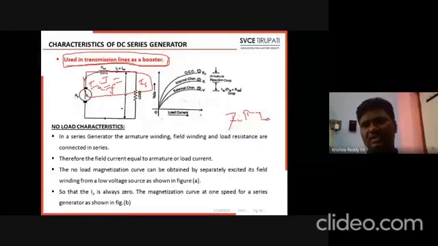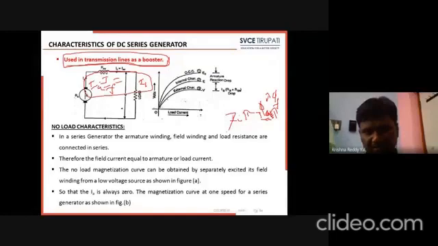When armature current increases, the flux increases. This armature flux will affect the main field flux. Then we get the armature reaction. Due to armature reaction, we get the internal characteristic like this. These are the internal characteristics.